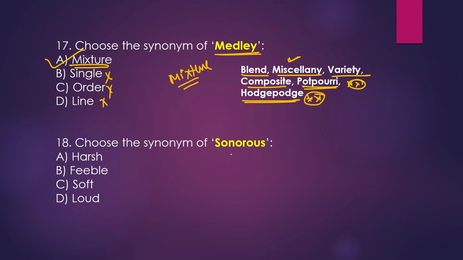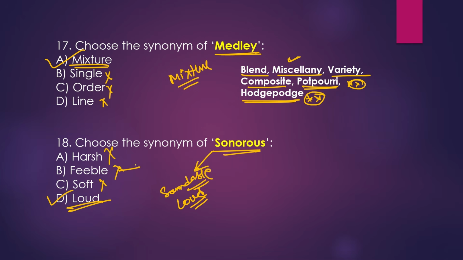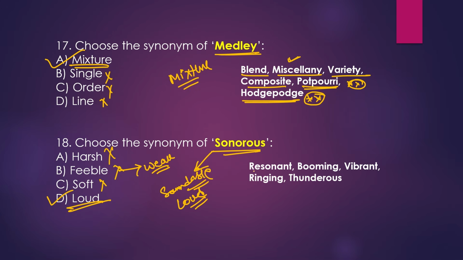Next, choose the synonym of the word sonorous. So the word sono means something related to sound, and sonorous means producing deep, rich, and full sound. Okay, so here sonorous means something which is loud. So here option D, loud, is the correct answer. Harsh, feeble, and soft, these all are inappropriate. Now the word feeble means weak. So extra synonyms like resonant, booming, vibrant, ringing, and thunderous.